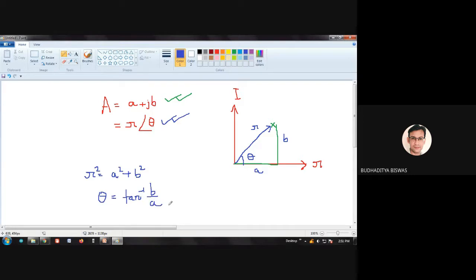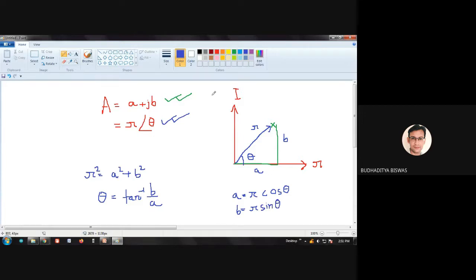Okay. And in terms of r and theta, what is a? How to represent a? R cos theta. So this one is r cos theta, and what is b? R sin theta.